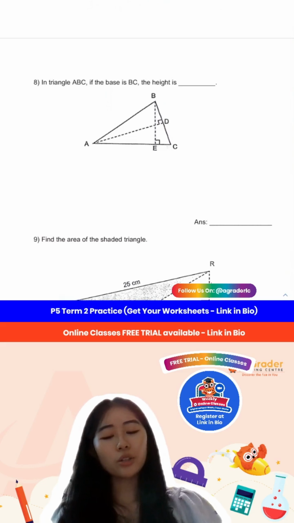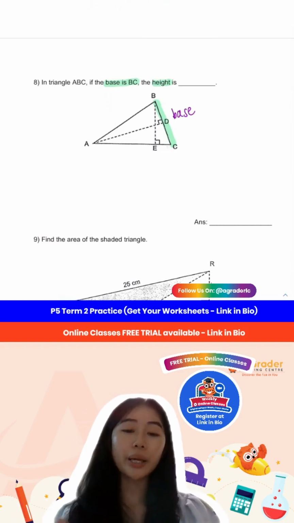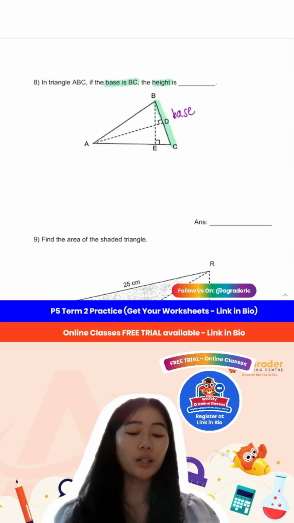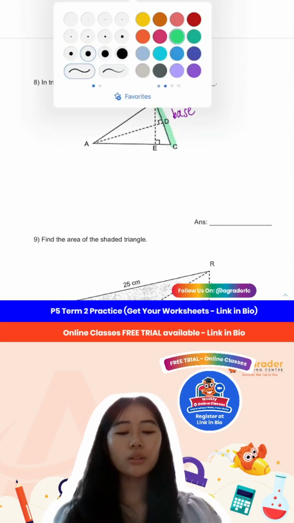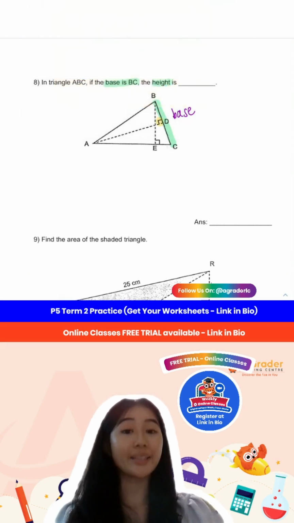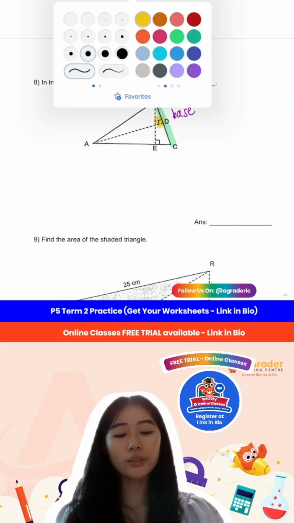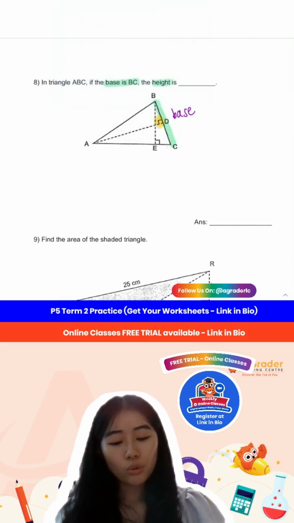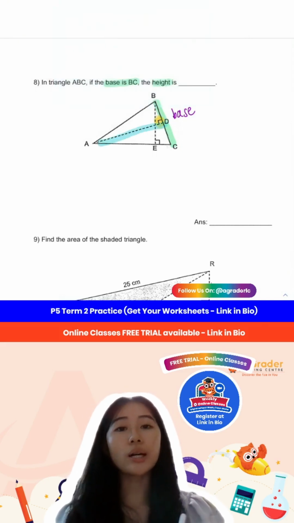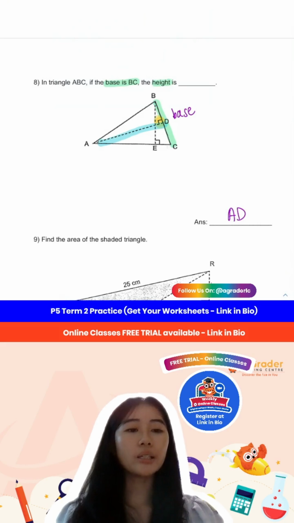For this triangle, they told you that the base they are looking for is BC, so you're asked to find the height. Remember that between the base and the height of a triangle, there has to be a right angle, correct? So the right angle that is connected to the base is this right angle that I have highlighted in yellow. So the line that you should be using is the blue color line, which is line AD. AD or DA, both are acceptable.